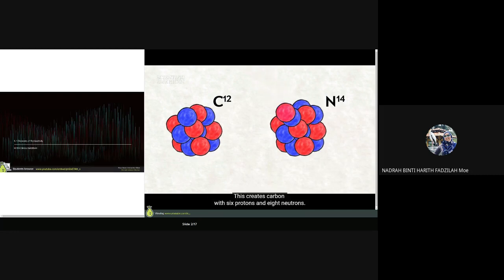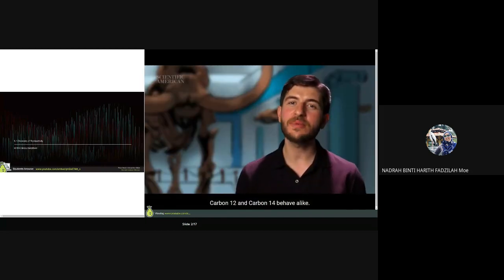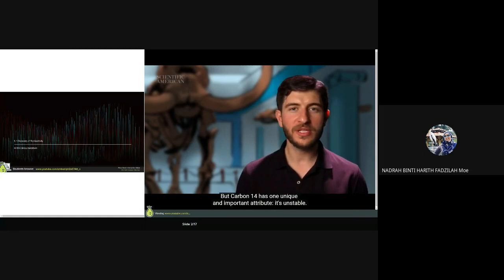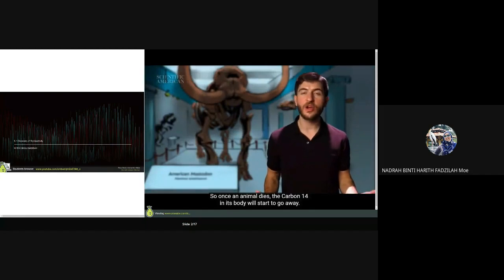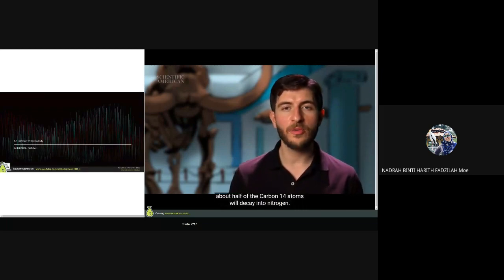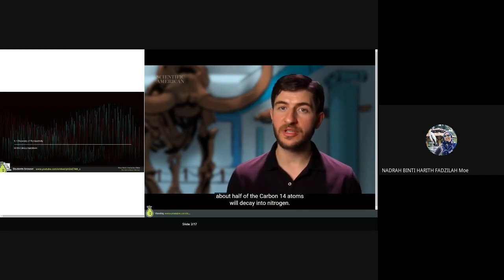This creates carbon with 6 protons and 8 neutrons. We call this carbon-14. Carbon-12 and carbon-14 behave alike, but carbon-14 has one unique and important attribute. It's unstable. So once an animal dies, the carbon-14 in its body will start to go away. Every 5,730 years on average, about half of the carbon-14 atoms will decay into nitrogen.